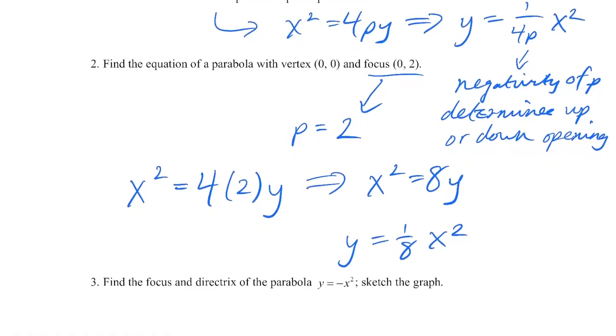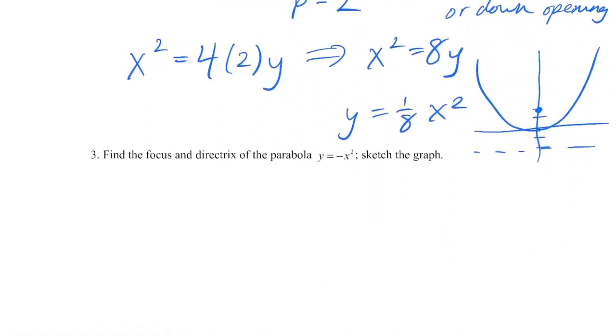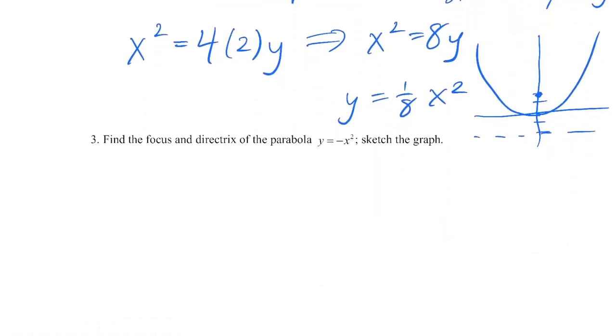And if we were to think about the sketch of that, that's a very broad parabola. So a focus at 2 and a directrix down below would be something like that. Now, find the focus and the directrix for the parabola y equals negative x squared, then sketch the graph.